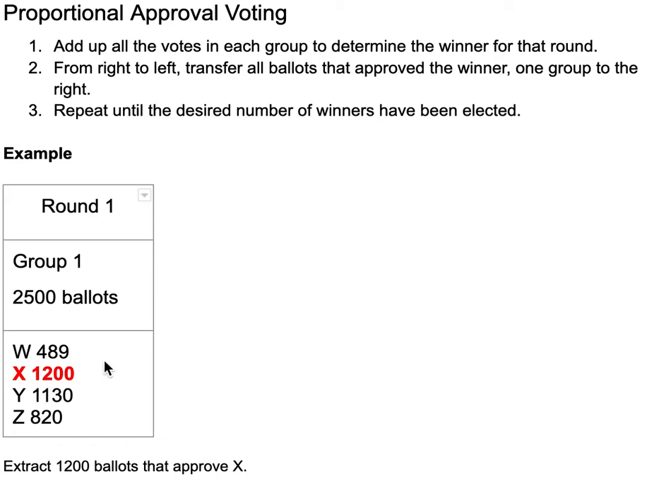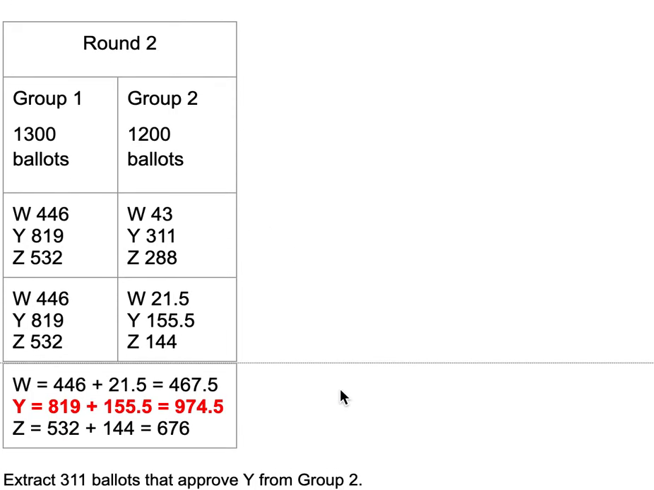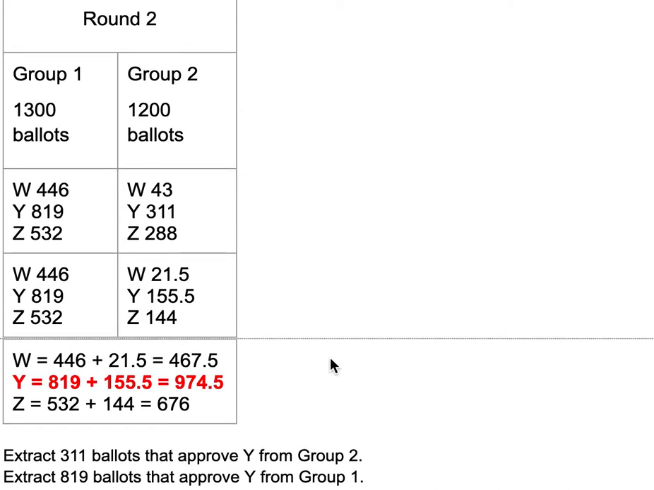So when we tabulate them here, we get these results, and clearly X is the winner with 1,200 votes compared to these other totals for the other candidates. So now we're just going to move all of those ballots that approved X just one group to the right so that in round 2 we have these new tallies here. Group 2 has 1,200 ballots. Those are the 1,200 who approved of X. We tallied them, and now W has 43 votes, Y has 311 votes, Z has 288 votes. Then in group 1, W has 446 votes, Y 819, and Z 532.